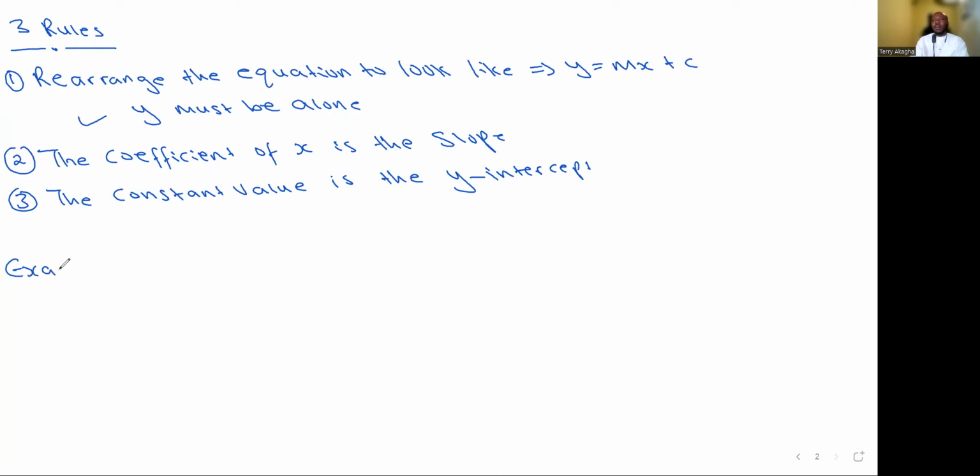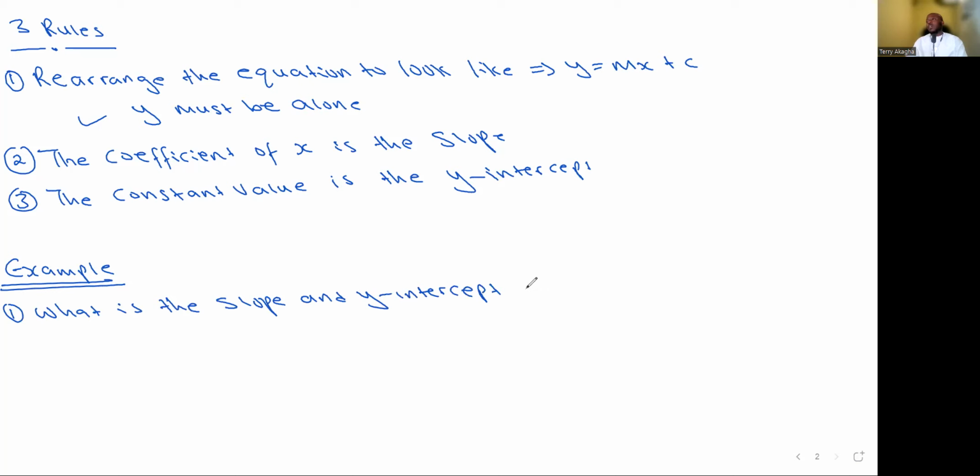So let's take an example for instance. Let's say we ask, what is the slope and y-intercept in the following equation? 2y plus 6x is equal to 3. So you can see step 1, you need to rearrange so y will be on its own.